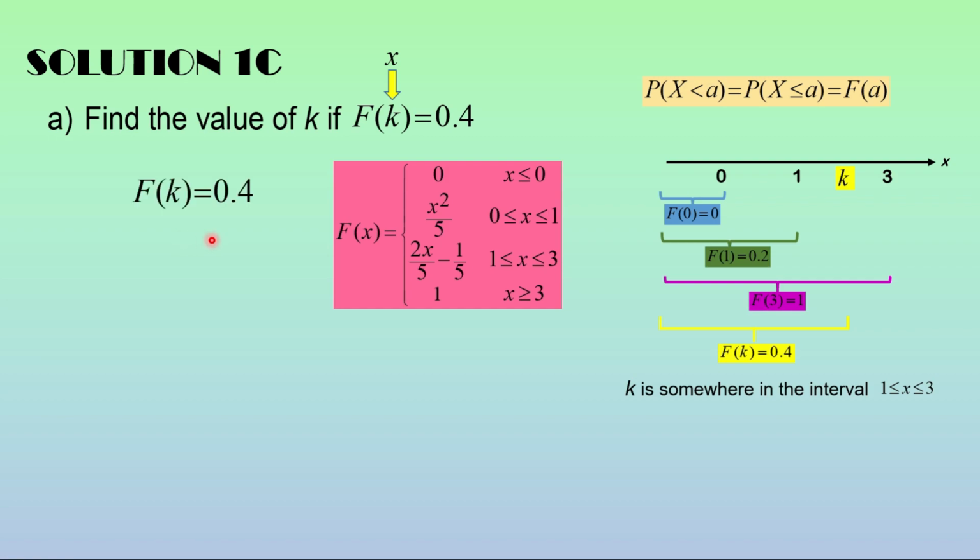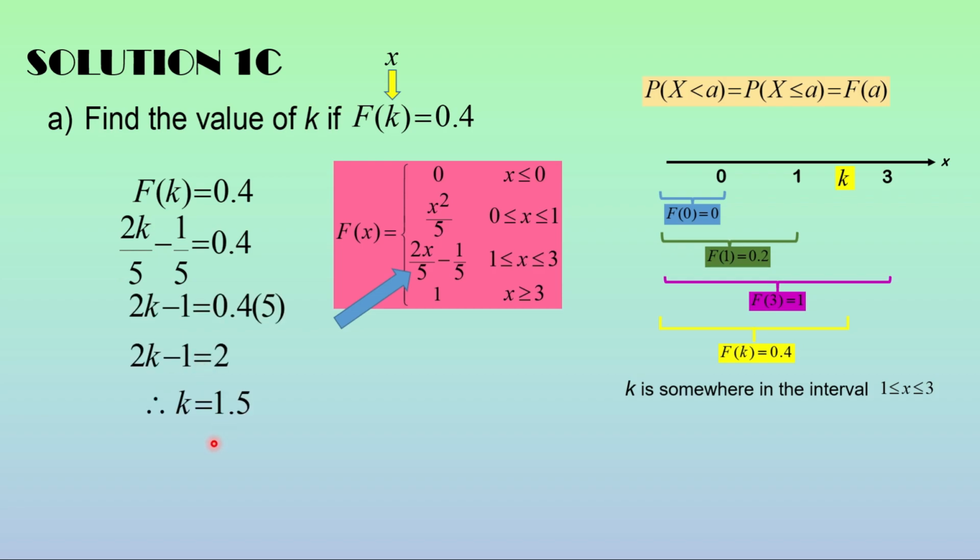From F of k is equals to 0.4, let the function 2x over 5 minus 1 over 5, which in interval x from 1 to 3, equals to 0.4, by substituting k into the function. Simplify to solve for k. Therefore, k is equals to 1.5. For checking, it's true that k equals to 1.5 is in interval x from 1 to 3.